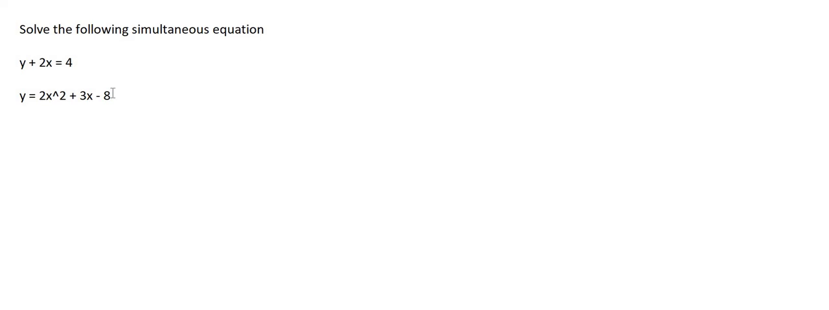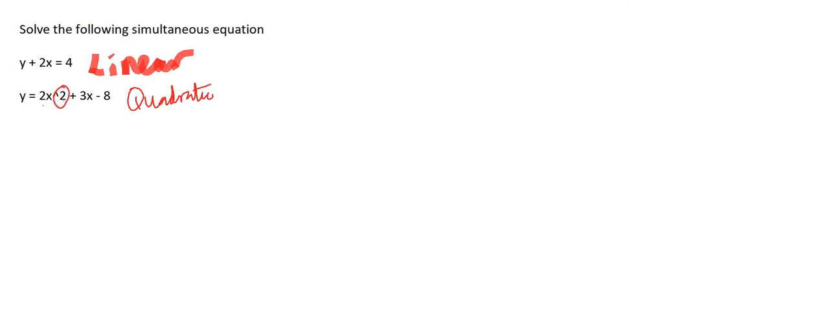Okay, as a quick reminder, here is a simultaneous equation where one of our equations is a quadratic and one is linear. Remember that this one is linear and this one is quadratic. And we know it's quadratic because it's got a square.